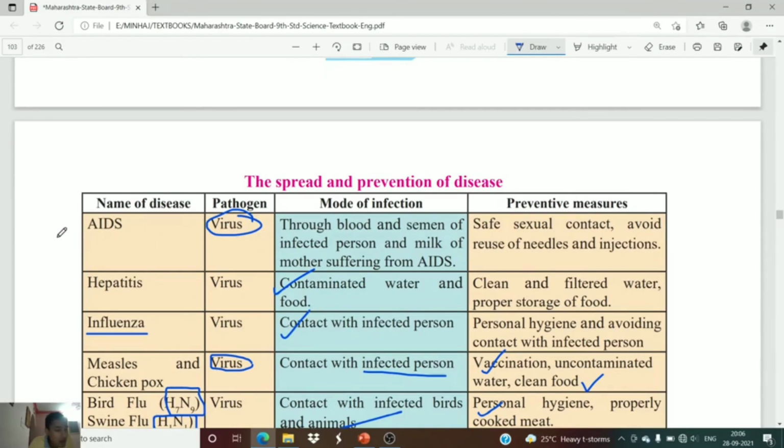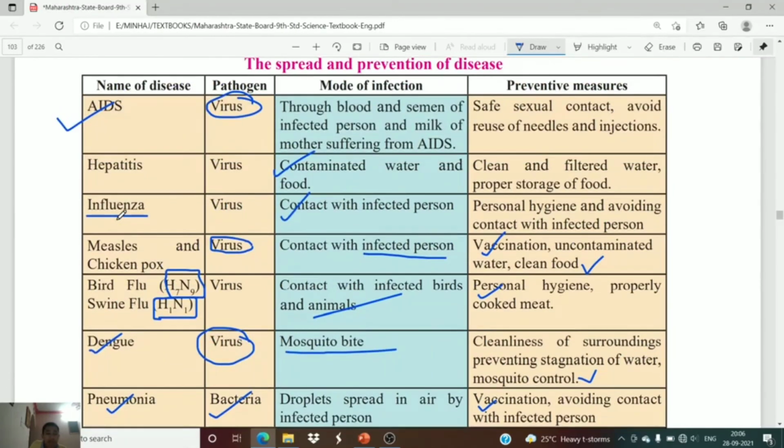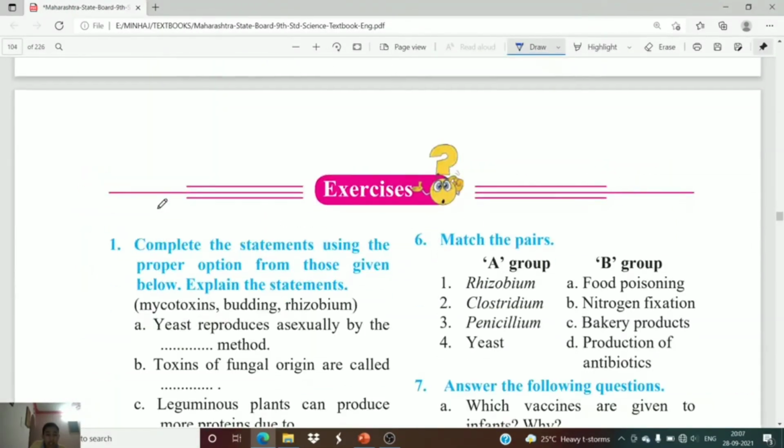Though these diseases are the point of detailed study, and a detailed study is needed to understand all these diseases and pathogens clearly, for your standard this is enough. We must know the name of the disease properly, and we must know the mode of infection and the preventive measures required to control all these diseases. Now by this point we have completed our chapter.